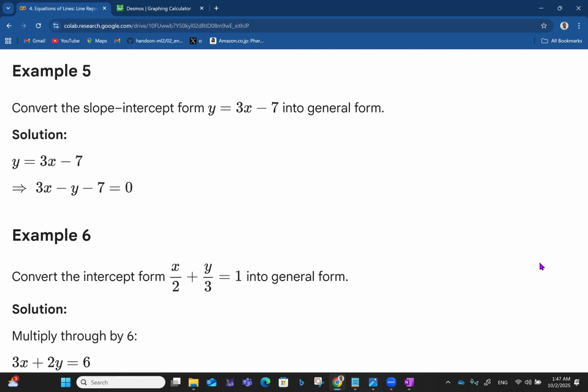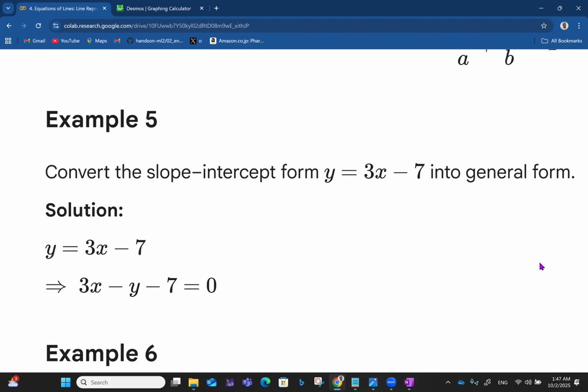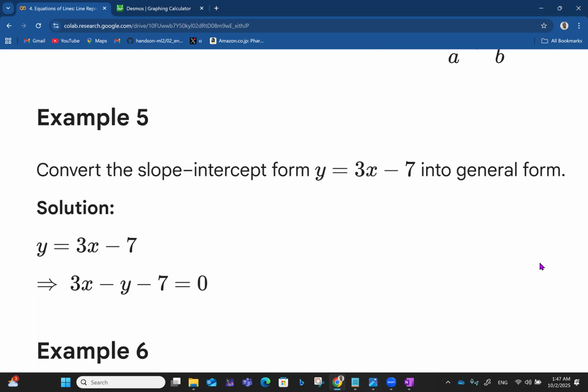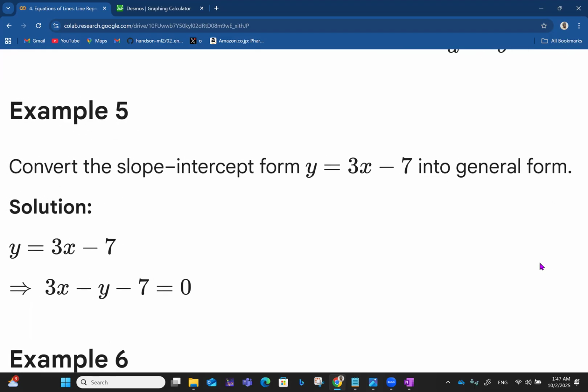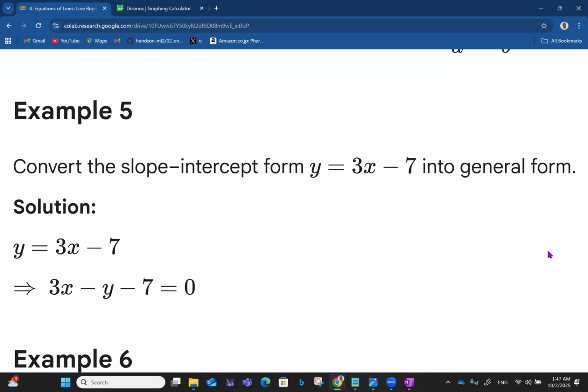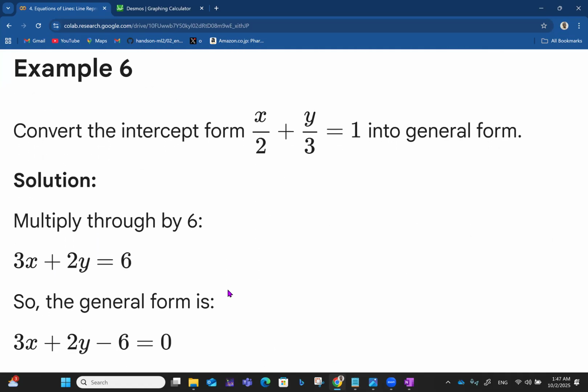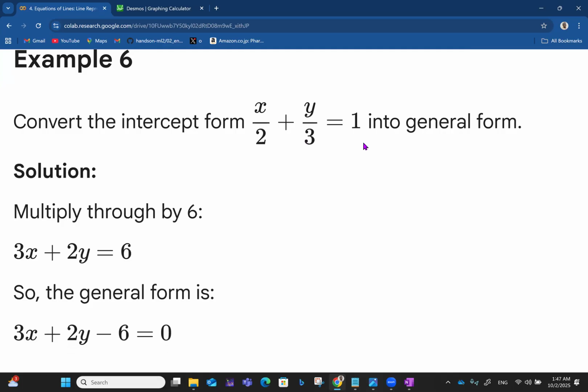So let's look at practical examples now. This one says convert the slope-intercept form y equals 3x minus 7 into general form. Simply, you have y equals 3x minus 7. So just transfer y here. So you have 3x minus y minus 7, and since y is no longer here, you just have 0. So that's simply 3x minus y minus 7 equals 0. Then here, we want to convert x over 2 plus y over 3 equals 1 into the general form. First of all, you multiply through by the LCM, which is 6.